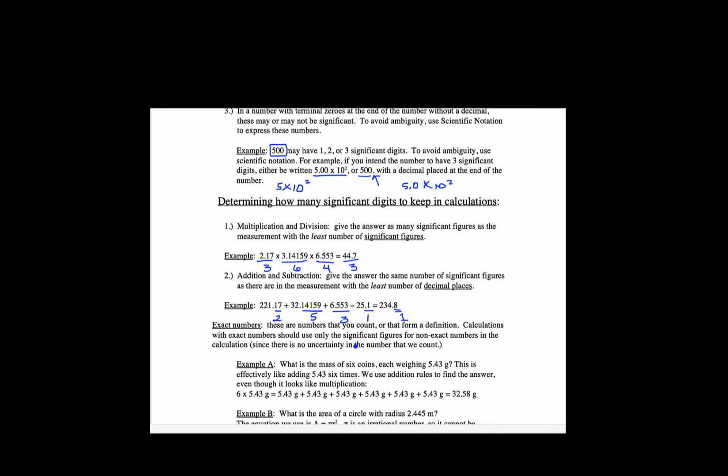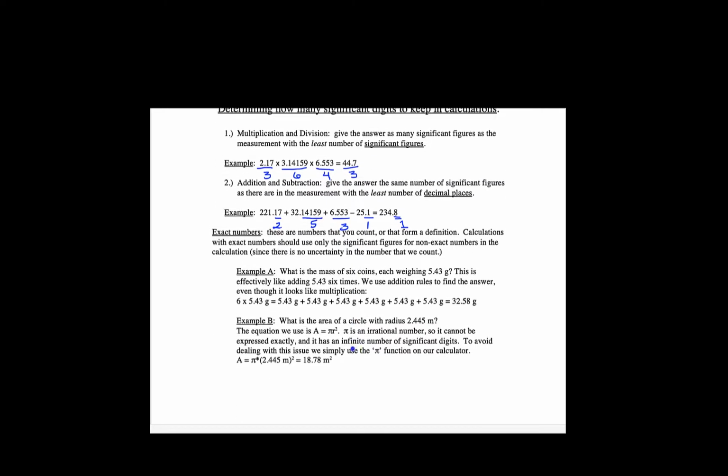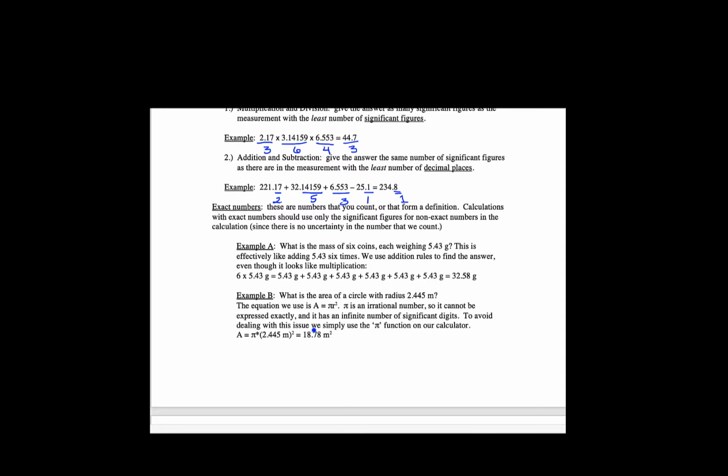Now, we have a couple of special cases that I'm going to go through as well, and one of these is with exact numbers. Exact numbers are either numbers that you count. For example, I might count that there are 22 students in my classroom, and that's an exact number. I know it with absolute certainty. I can count all of you in my classroom, and there is no partial person or anything like that. There's no rounding off of people. So those are exact numbers. Anything we can count are exact numbers, and they have infinite certainty with them.